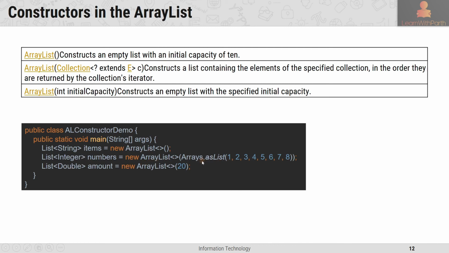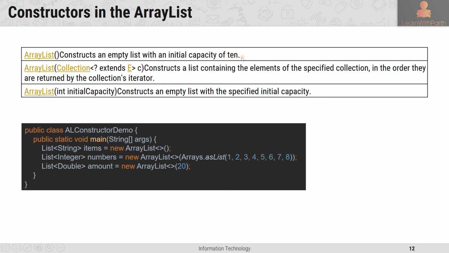Another way is that you can create the array list from existing elements. Here you can see we have used the asList method of the Arrays class, which is a static method of the Arrays class, and we have specified the integer elements 1, 2, 3, 4, 5, 6, 7, 8. That is what we are assigning to this newly created array list. So here we have not just created the array list, but we have initialized it.